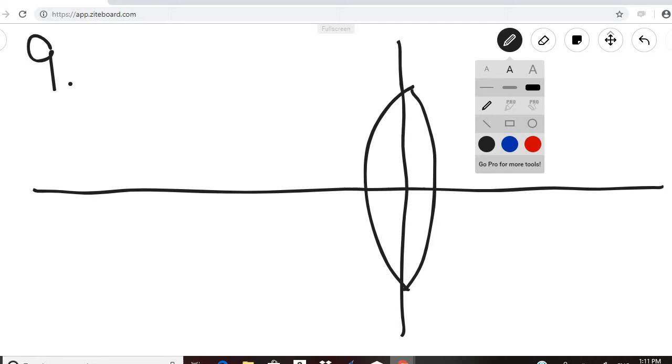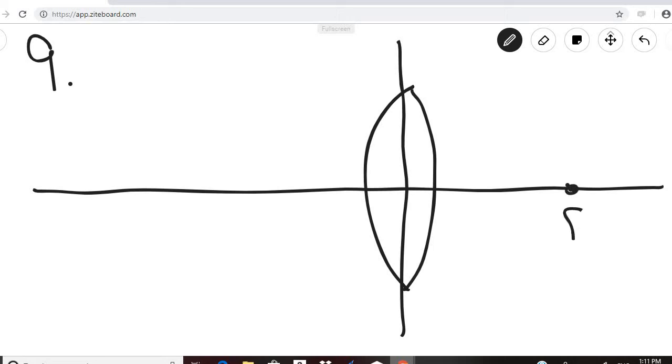Okay, so the focal points are 8. So that's a focal point there. And we will eyeball it and put it about right there. And then we're told our object is 12 centimeters, so it will be half this distance away. So it's going to be there. Okay, so we will draw our object there.